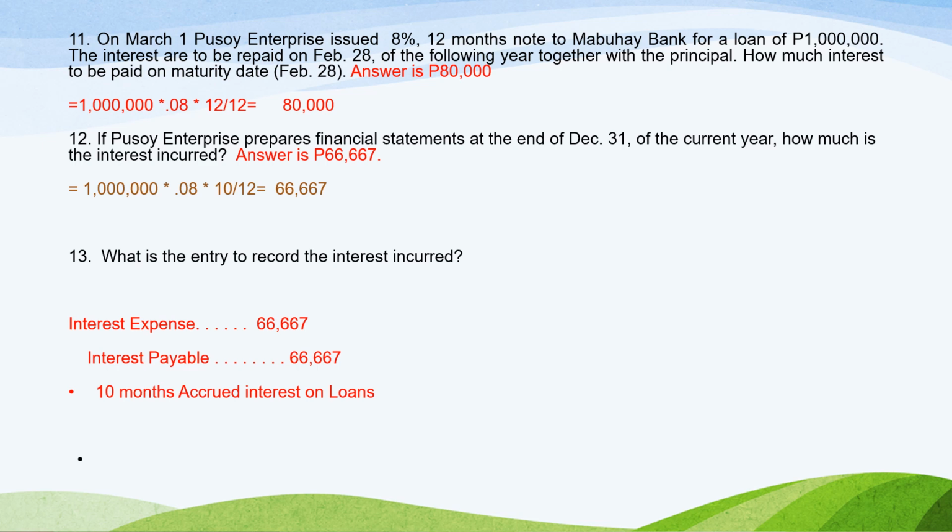So in number 13, what is the entry to record the interest incurred? We have to debit interest expense 66,667 and credit interest payable 66,667.